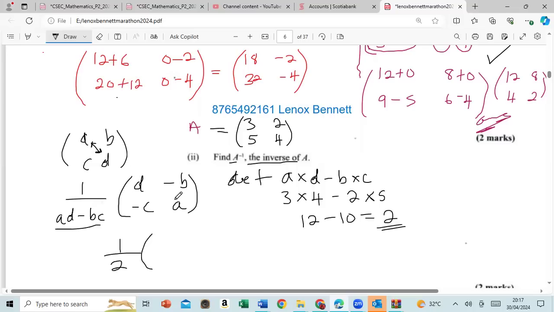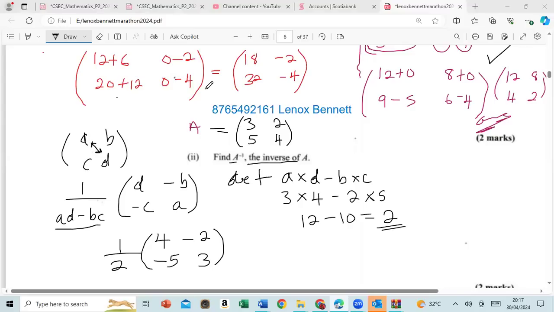And then we change the position of A and D. So we're going to change the position of 3 and 4. So where 3 is, we're going to put 4, and where 4 is, we put 3. And then now we change the sign of these. Now both of them are positive, so we change them to negative, and you get your 2 marks. Normally it would be 3 marks, but in some years CXC put 2. I don't know why they put 2 this year, but that's what they did.